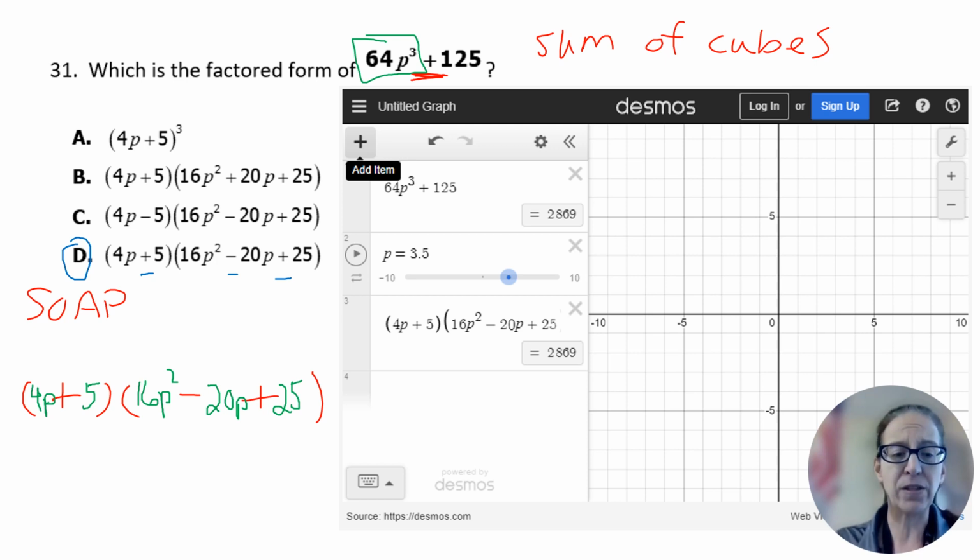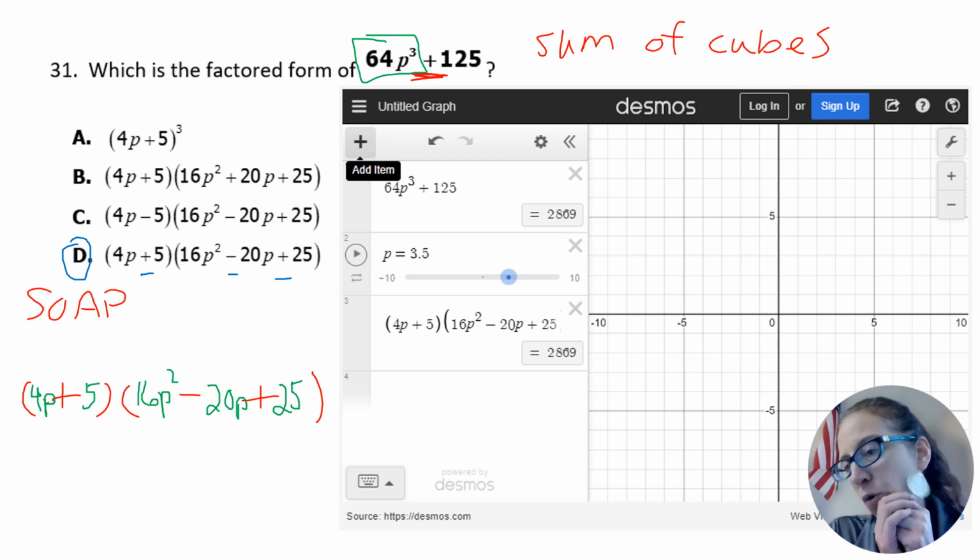Now, watch what happens when I type in this first answer choice, though. So we'll have 4x plus 5, and then 16x squared plus 20x plus 25. Oh, good grief. Do that again, plus 25. That looks like an okay match, but it's not. And you can tell if you look at it closely.